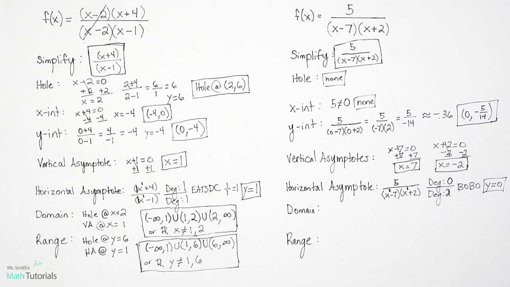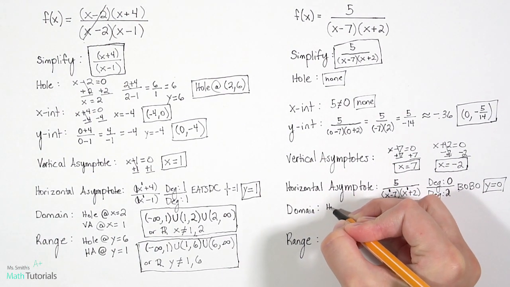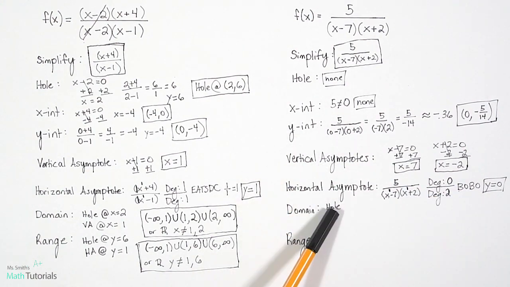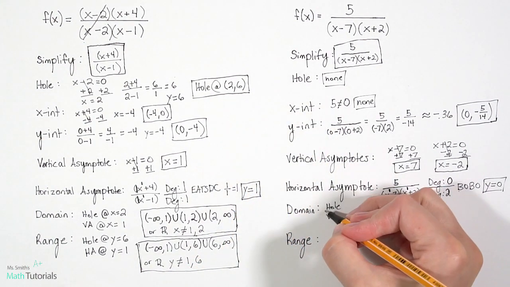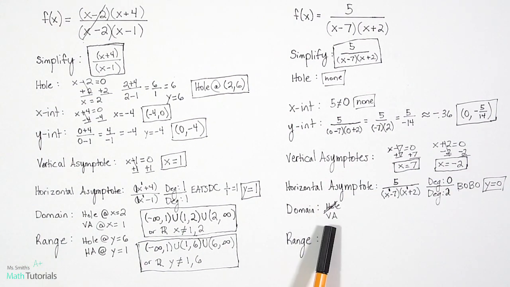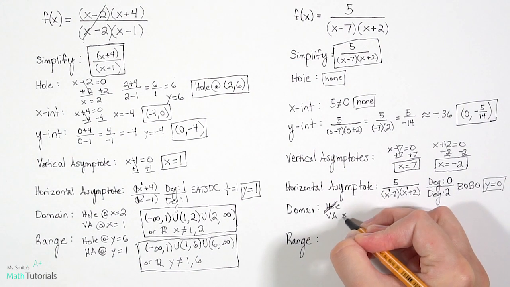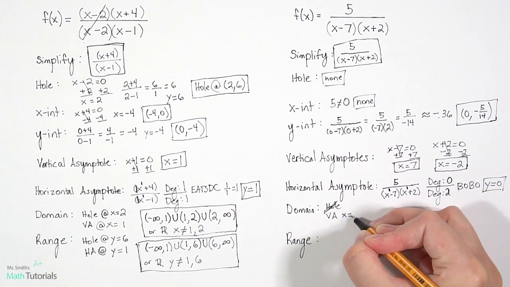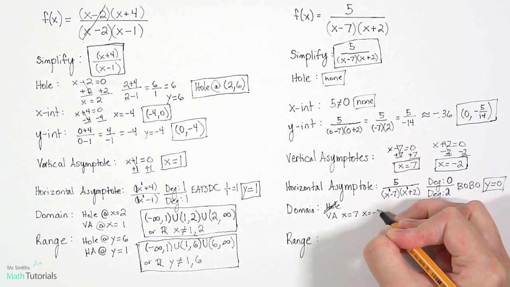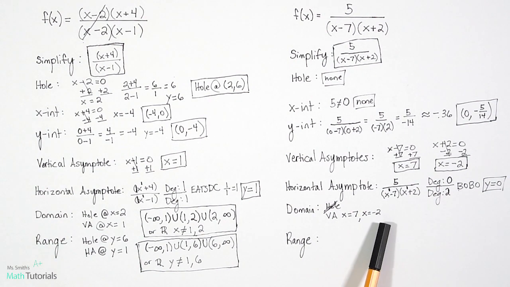So when we go to write our domain, remember our domain is all real numbers, but we just need to be careful of any holes and also the vertical asymptote. For holes, we found that there were none, so we actually don't need to worry about that. But for vertical asymptote, we had 2, right? We had 1 at x equals 7, and we had another one at x equals negative 2. So in that case, we just need to make sure we include both of those.